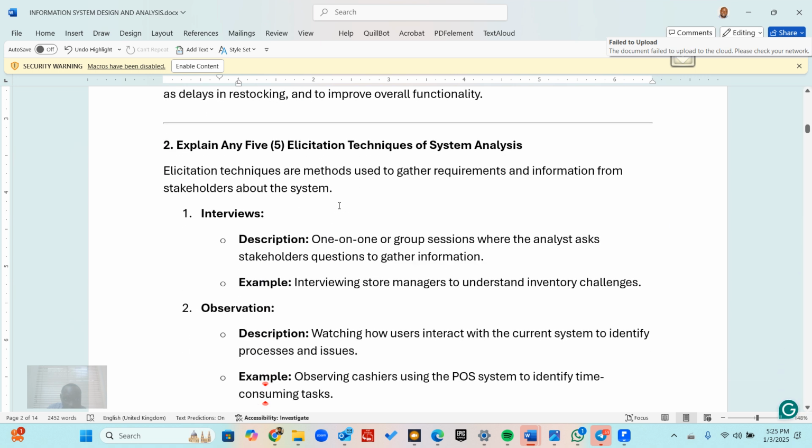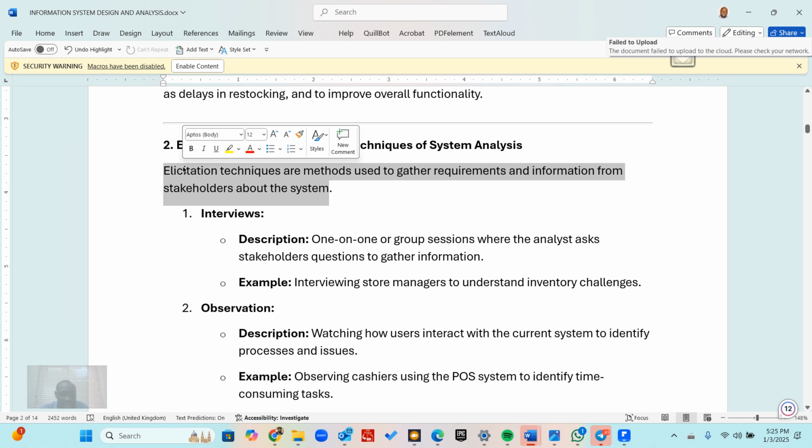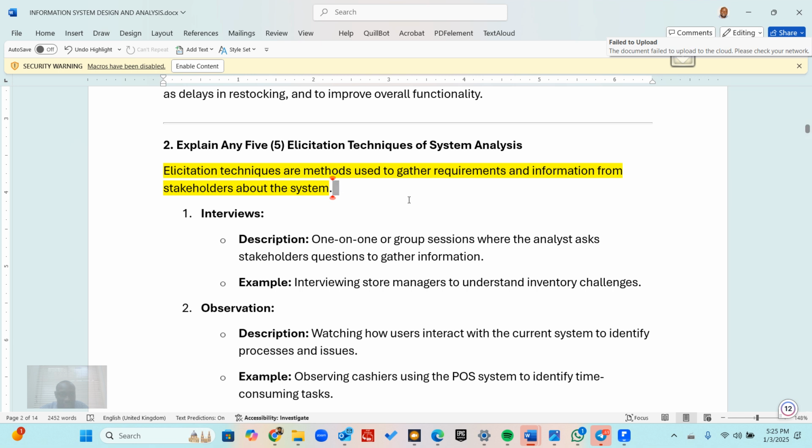Explain any five elicitation techniques of system analysis. Elicitation techniques are methods used to gather requirements and information from stakeholders about the system. Remember, the stakeholders might be internal or external. So elicitation techniques are methods used to gather requirements from stakeholders about the system. The first elicitation technique is the interview, a one-on-one or group session where analysts ask stakeholders questions to gather information.